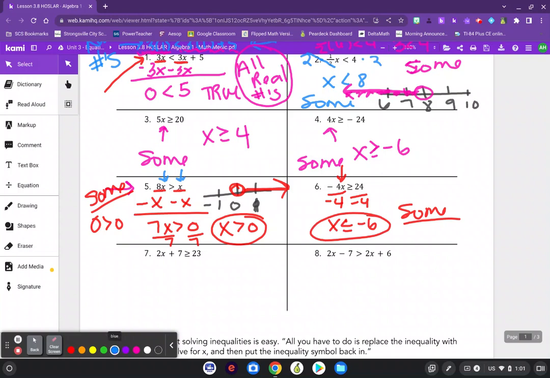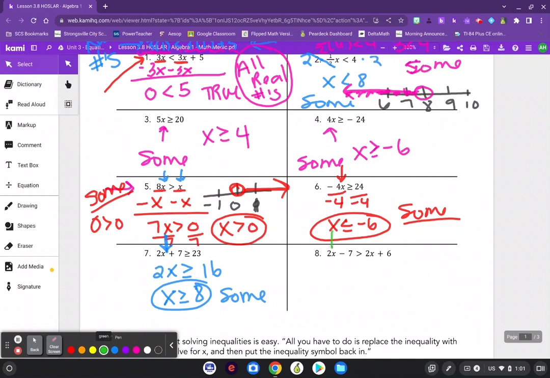Again, I have a variable just on one side, and so it's likely that my answer is going to be some. If I subtract 7 from both sides, I get 2x is greater than or equal to 16. And if I divide by 2 on both sides, I get x is greater than or equal to 8. And so this is true for only some of my answers. Any number that's 8 or bigger would make this inequality true.